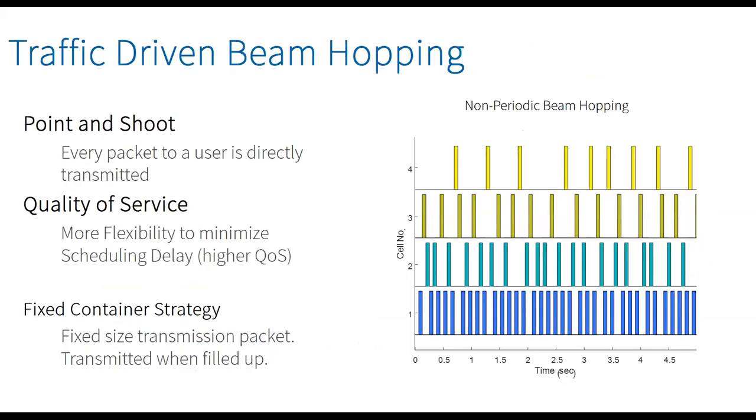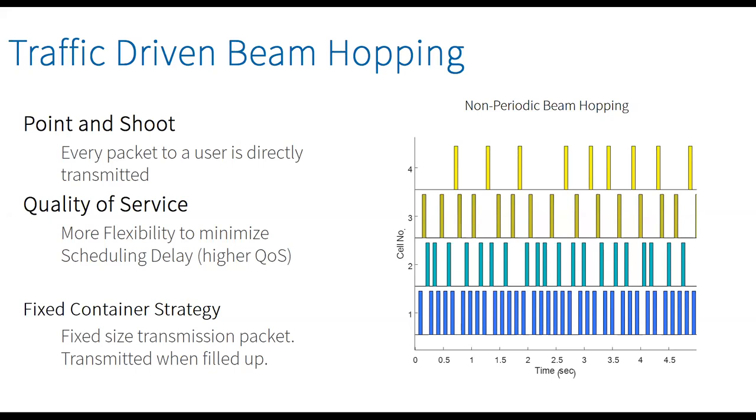Just to show you this in a bit more detail, in this traffic-driven beam hopping, at least as one possible solution, we have a grid of fixed allocation, but in each cell we may be dealing with only one user at a time. And when the traffic is ready to be sent to that user, it is more like pointing to the user and sending the information. The term point and shoot is actually used. This way, we can reduce the amount of jitter or delay that is introduced due to the scheduling.